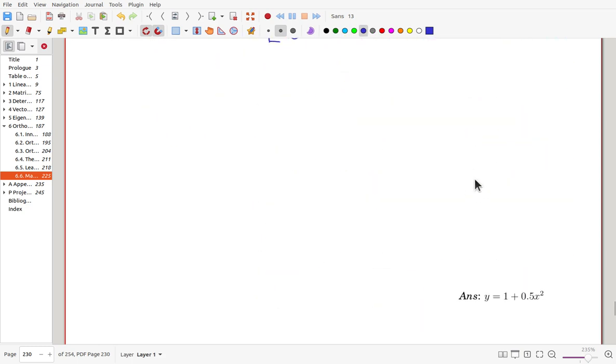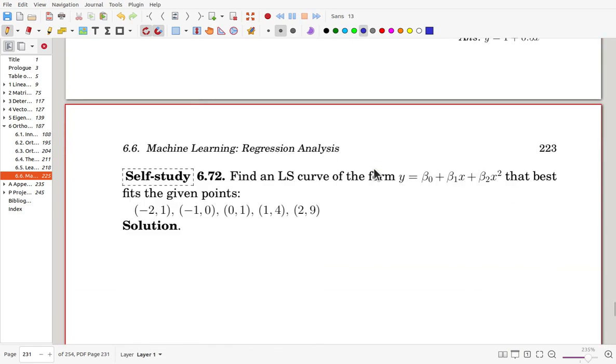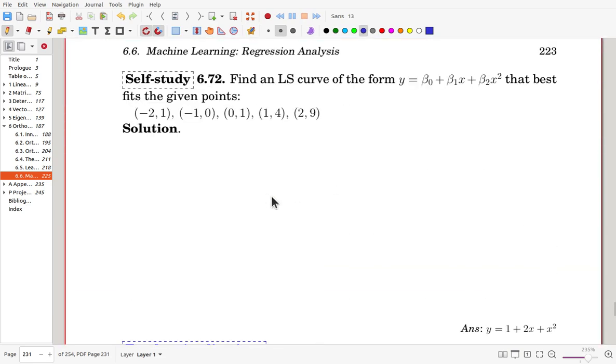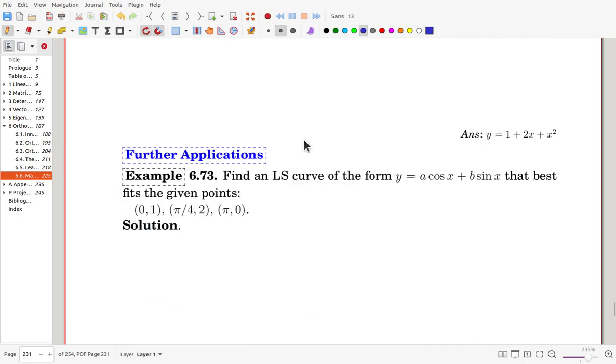Oh yeah, we made the correct answer. Okay. Now, for these data points, you can do exactly the same to get the answer here. So try to do it yourself. Now, we can apply the technique to other curves.